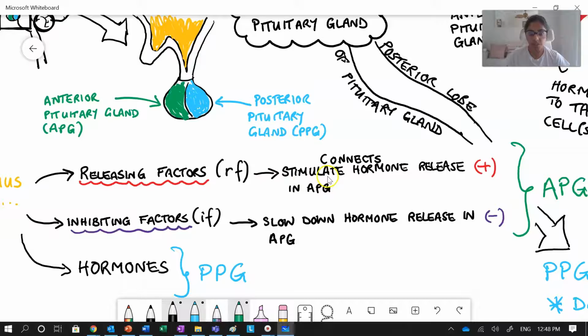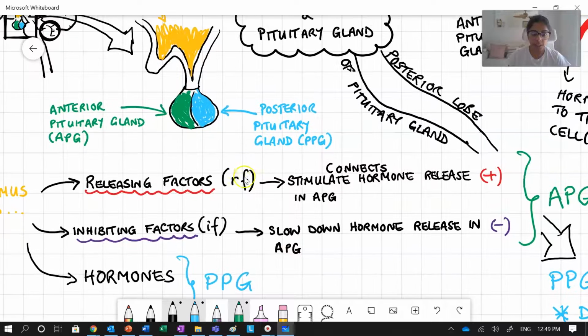The stimulating factors will encourage the anterior pituitary gland to release more of a specific hormone. For example, it could be follicle stimulating hormone releasing factor that stimulates the anterior pituitary gland to release more follicle stimulating hormone. If there's too much of that in the body, so for example, if you've completed the first half of the ovarian cycle, you would want to lower the levels of follicle stimulating hormone. Therefore, the hypothalamus would secrete inhibiting factors, which will slow down the release by the APG.